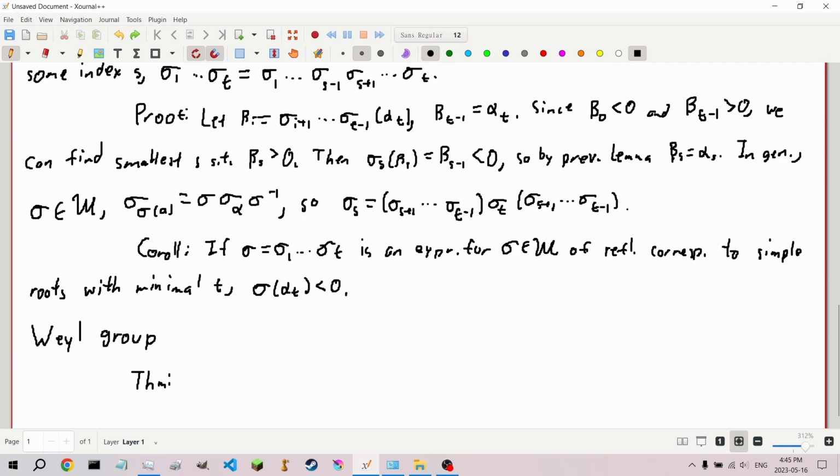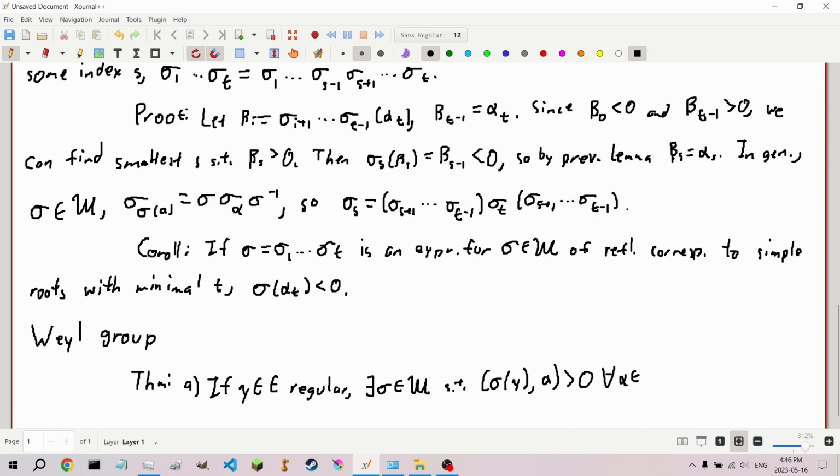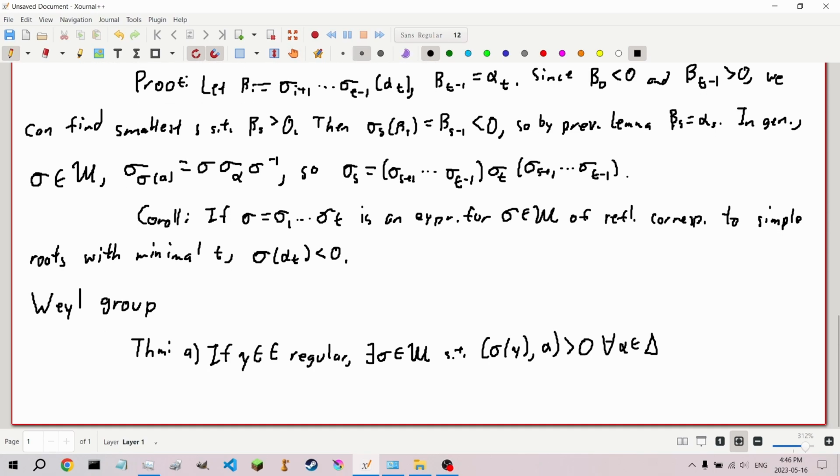We have a root system Φ with a base Δ. (A) If γ is a vector in E which is regular, there exists a symmetry σ in the Weyl group such that the form of σ(γ) with α is positive for all α in our base, which means that the Weyl group acts transitively on Weyl chambers.